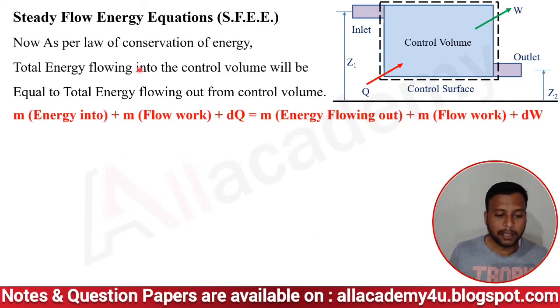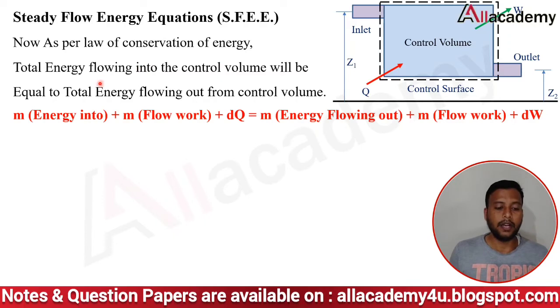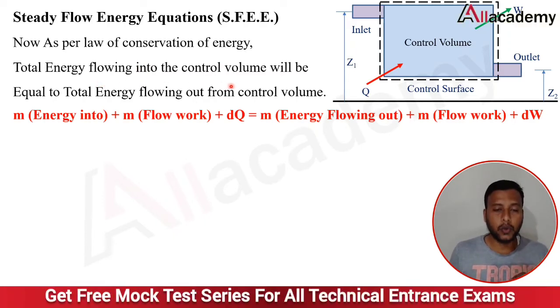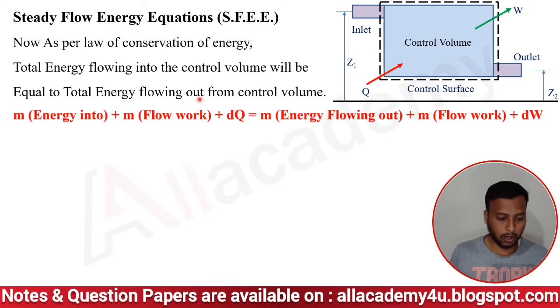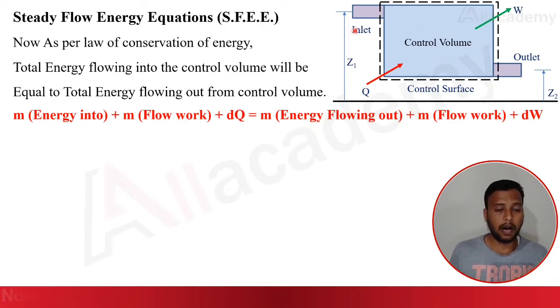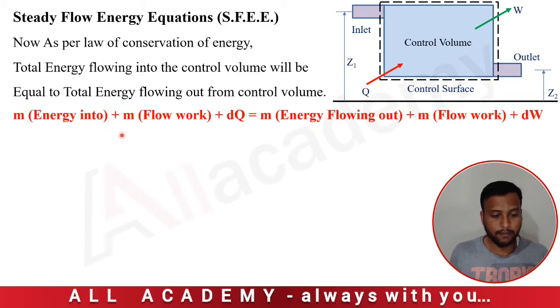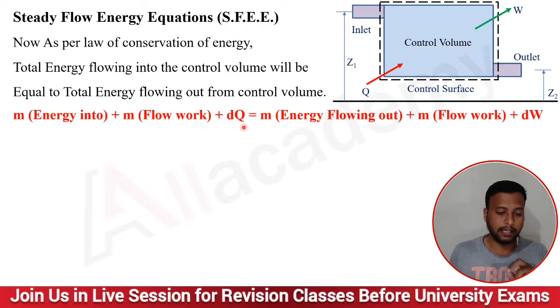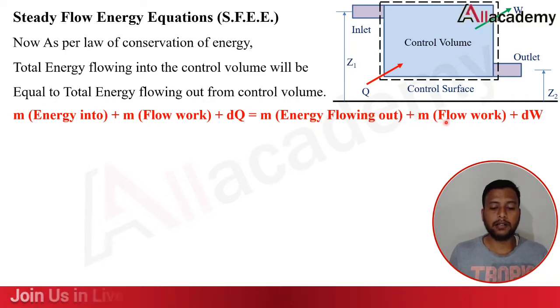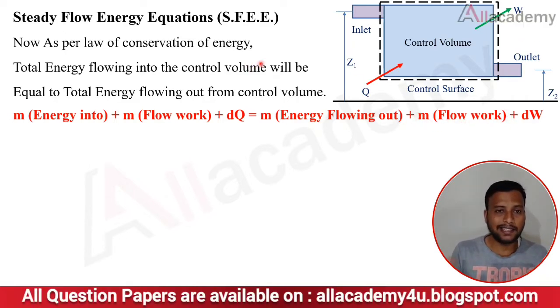Now, as per the law of conservation of energy, the total energy into the control volume will be equal to the total energy flowing out from the control volume. Why have I taken m? Because the mass m of fluid is flowing, so I have to consider the quantity or the mass of that particular fluid. So m into energy in, plus m into flow work, plus the amount of heat added, that is dQ, will be equal to the mass flowing out plus the flow work plus dW. Now this is a balancing based on the energy equation.